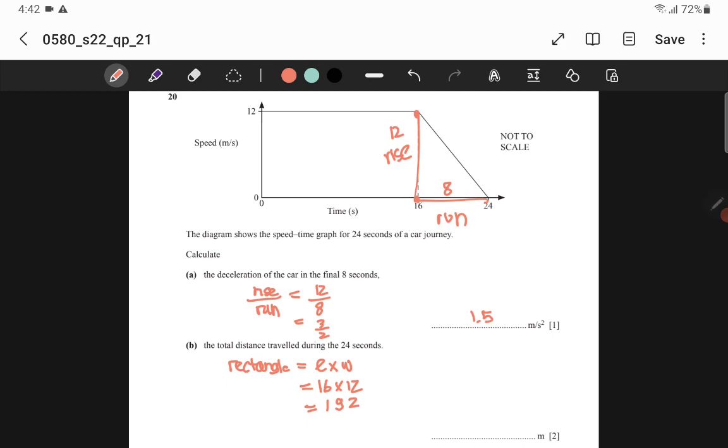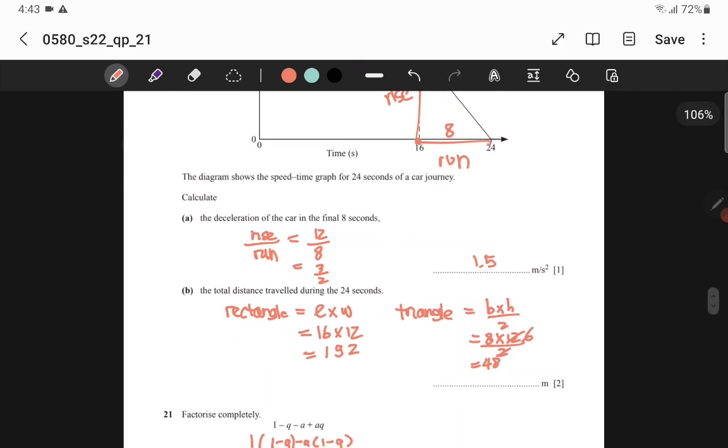And then after that, for the triangle, it will be base times height divided by 2, right? So 8 times 12 divided by 2, which will be 48. So the total distance will be 192 plus 48, which will be equal to 240, guys. Okay, I think that's all for today.